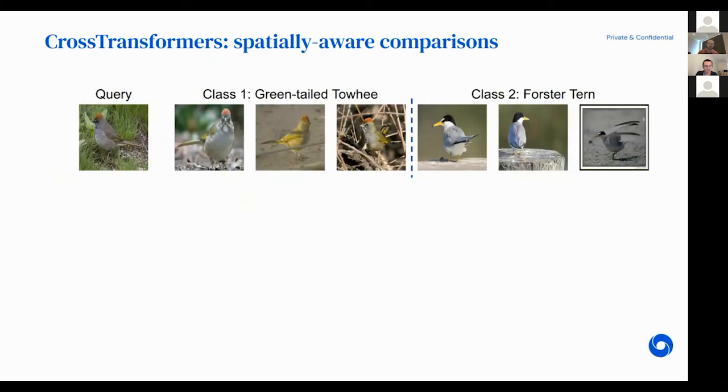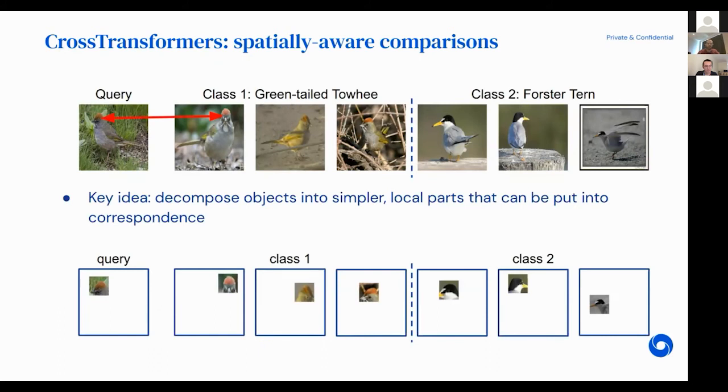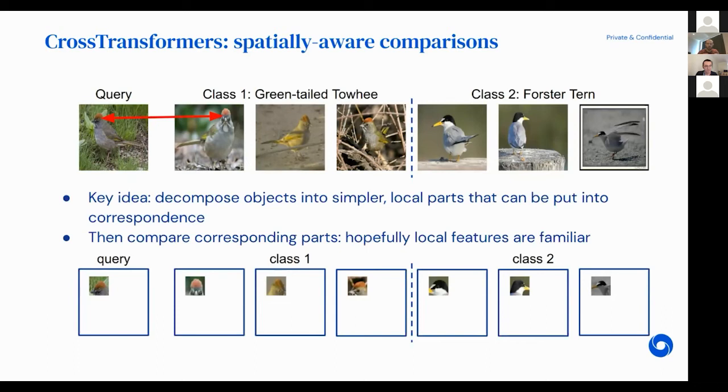And to make it a bit more explicit, imagine you're trying to classify this bird. You might be able to tell that this is a towhee and not a tern. But in order to justify this, you might say something like, well, it's got this tuft of red feathers on its head. So in order to do that, what you implicitly did was first decompose the object into simpler, more local parts that could be put into correspondence, namely the head of this bird. And then once you found the correspondence, you compared the local features. And maybe you haven't seen this particular breed of bird, but you have seen red tufts of feathers, and so you can do this comparison correctly.